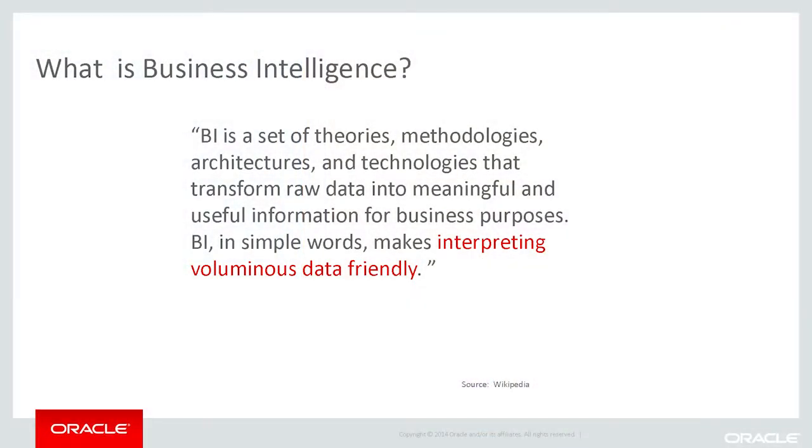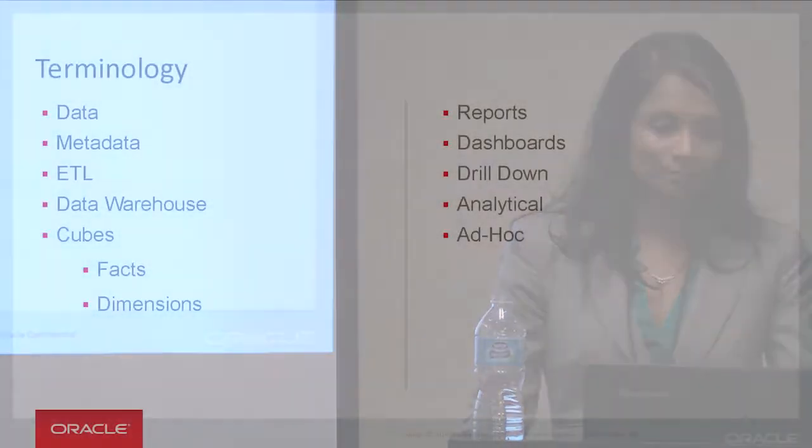First one, what is business intelligence? From Wikipedia here, business intelligence is a set of theories, methodologies, architectures, and technologies that transform raw data into meaningful and useful information for business purposes. Really, what does that all come down to? We have tons and tons of data, and it's growing on a daily basis. Business intelligence essentially lets you interpret that data and make sense of it. So that's the bottom line of what BI comes to.